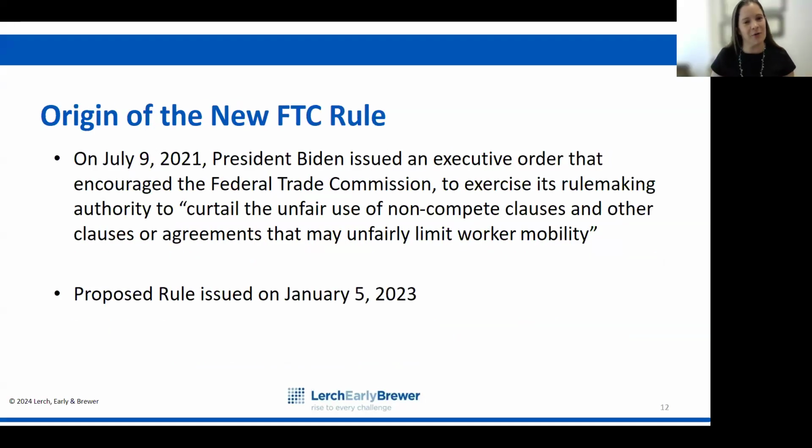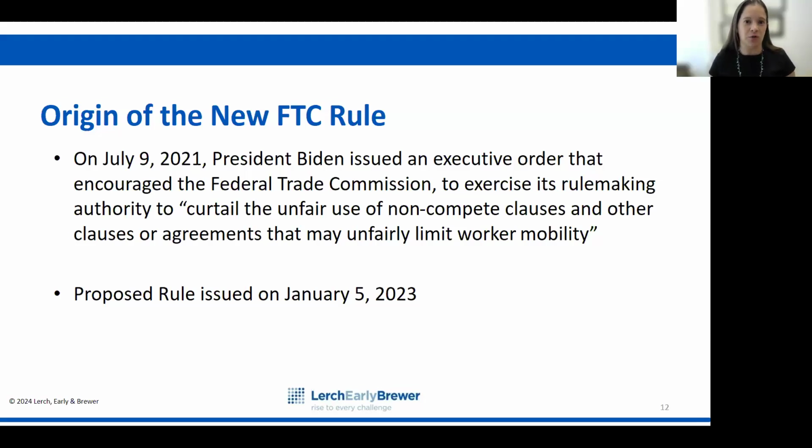So what you're all here for, I know, is the FTC rules that dropped about a week and a half ago. The origin of the rule was that President Biden in 2021 issued an executive order encouraging the FTC to take a look at unfair competition that limits the mobility of workers. A proposed rule was issued on January 5th of 2023. They got something like 26,000 comments on the rule, so in the meantime, they've been going through processing that.